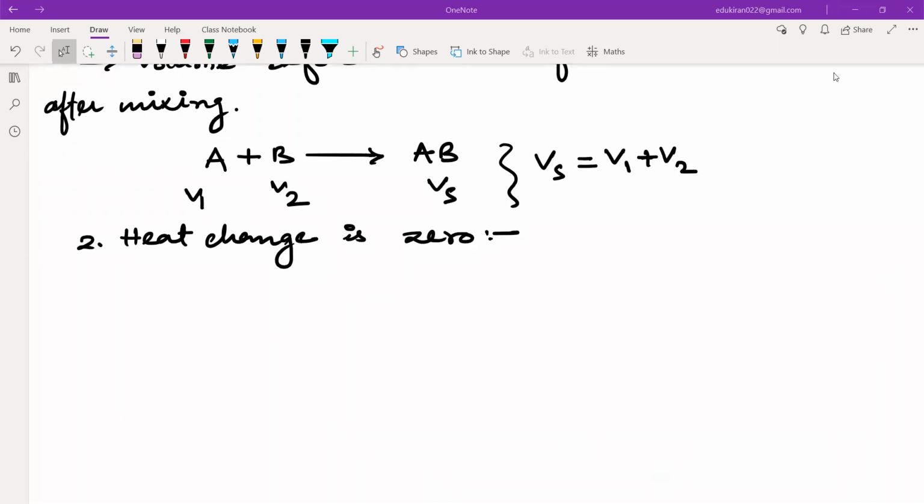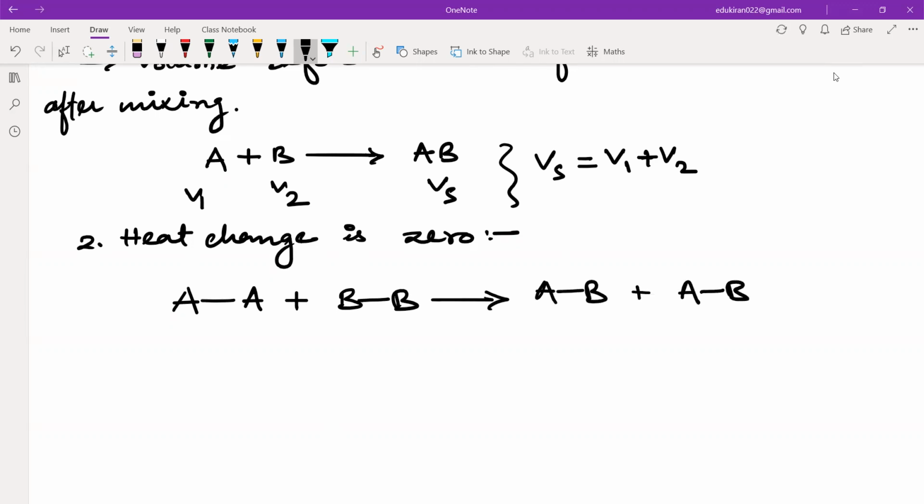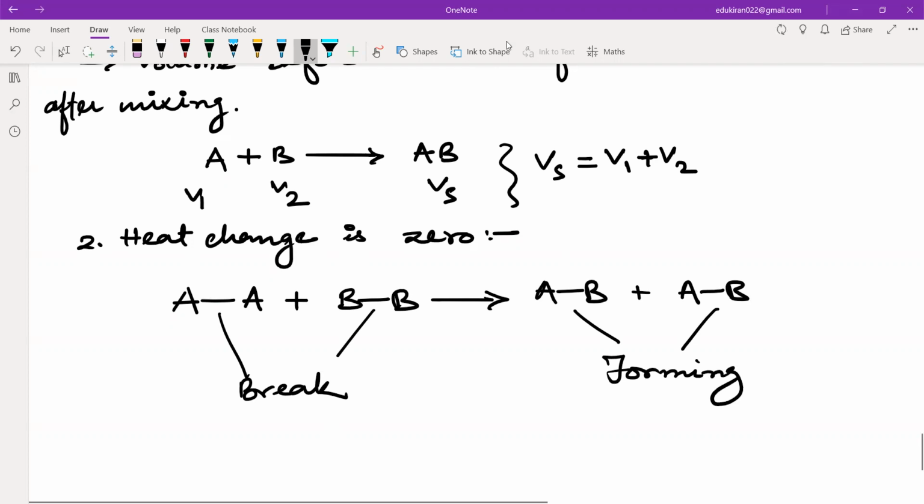All of you, please listen. You have AA attraction. Just listen, don't write, and BB, giving you AB and AB. Now, in order to dissolve, what do we have to do? We have to break these intermolecular forces of attraction of AA and BB, and we will be forming AB and AB. Correct? We have to break AA and BB, and we have to form AB and AB.